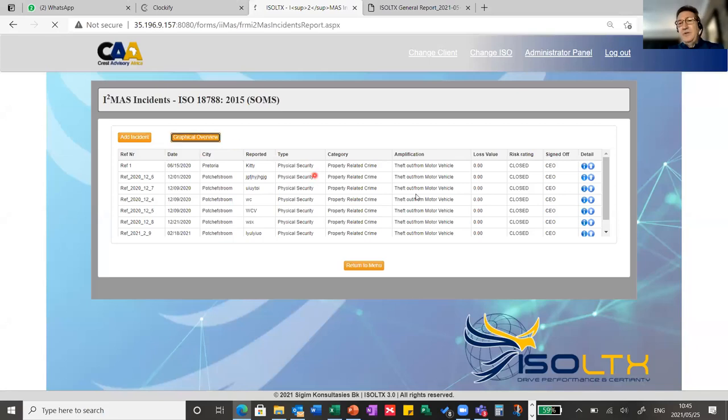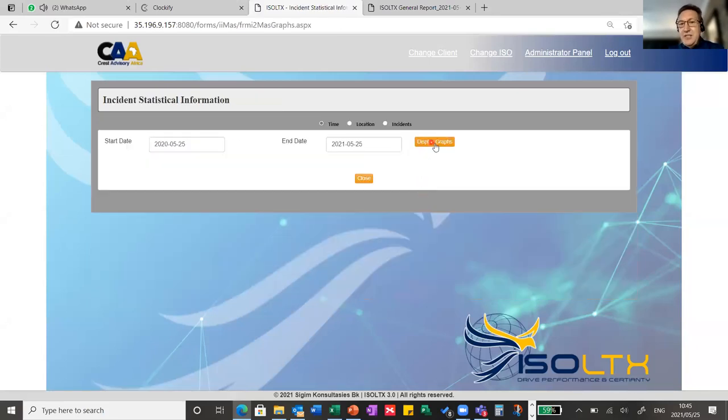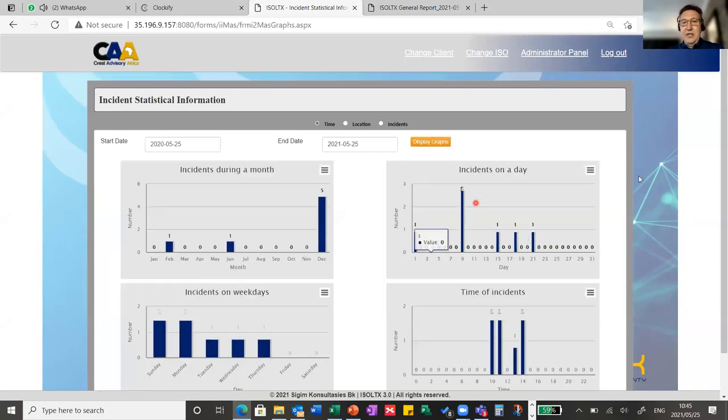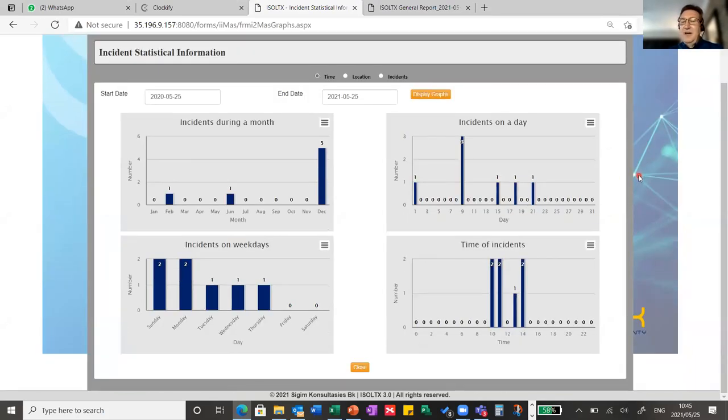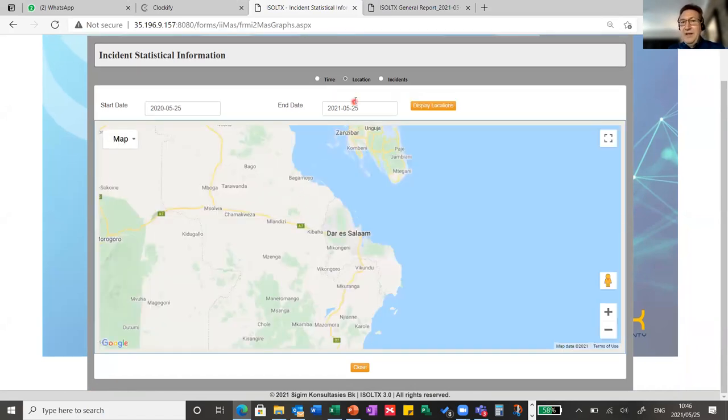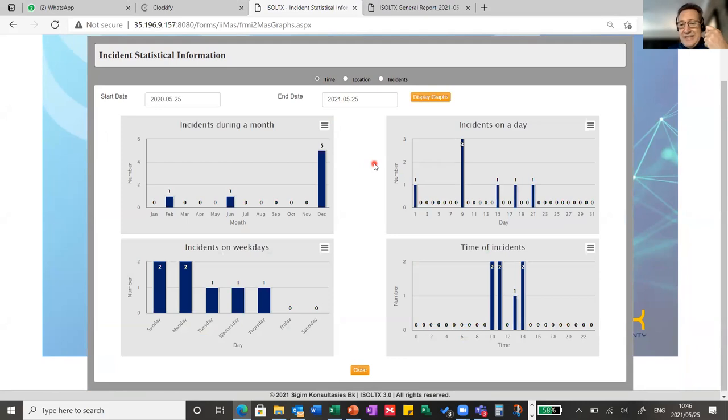And then we've got a graphical overview showing your risks over the last year or a period of time. And you can see there for the last year. And this is your risk-based understanding. And we can put in your locations there, because we've got GPS functionality there and everything, and you can know exactly what you are doing and where you are doing it.